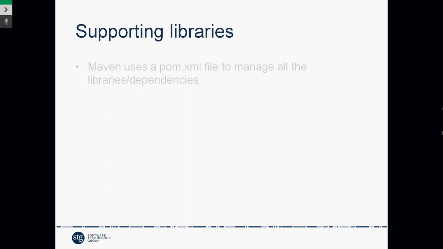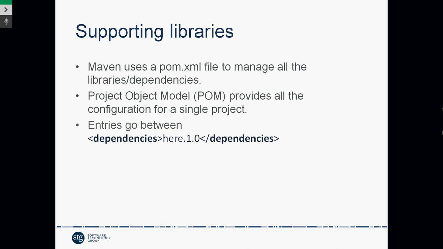Maven uses a pom.xml file to manage all your library dependencies. So your project object model. Unfortunately, in automation, you also have the page object model, which is also a POM. And then you also have a project object model, which is also a POM. Some people get confused.